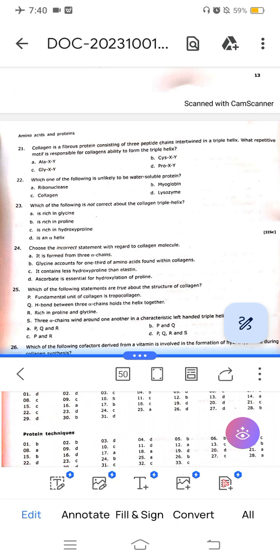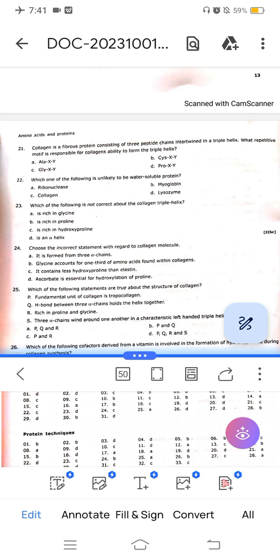Then which one of the following is not correct about the collagen triple helix? 23, D. It is an alpha helix. Yeah, that's a wrong answer. That means all other statements are correct. It's rich in glycine, rich in proline, rich in hydroxyproline. But it's not an alpha helix.